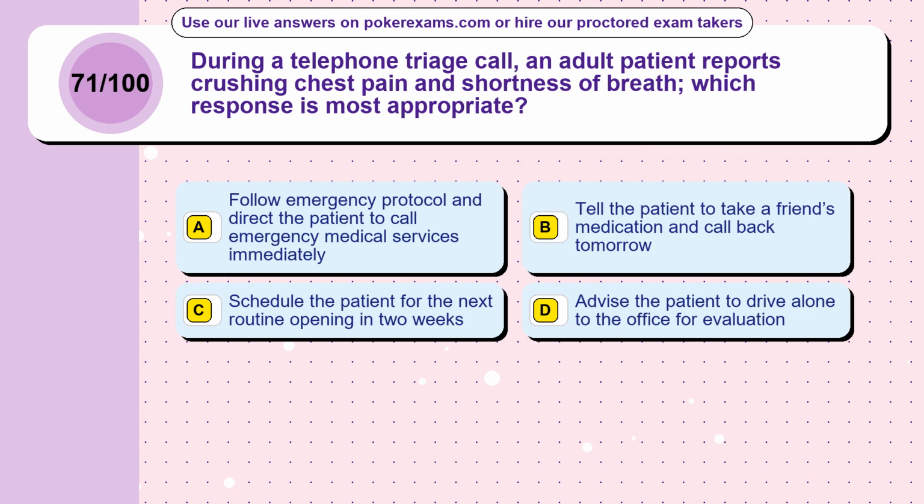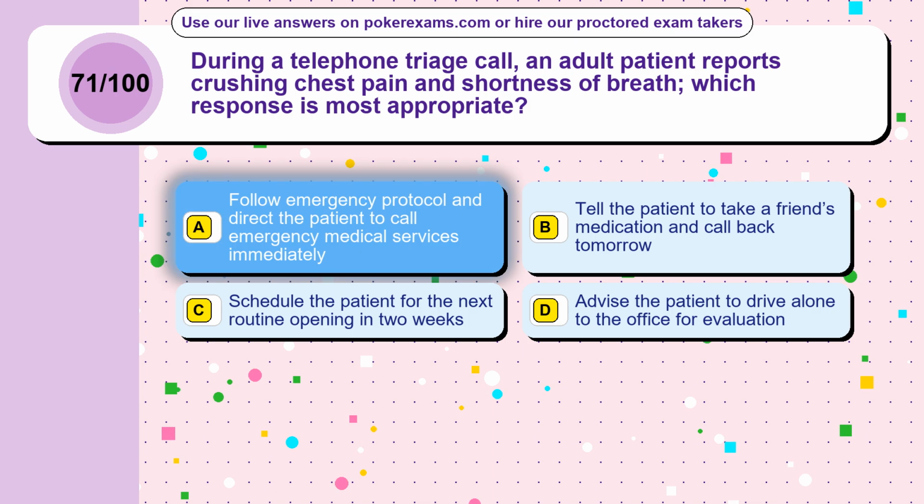Question 71. During a telephone triage call, an adult patient reports crushing chest pain and shortness of breath. Which response is most appropriate? Option A. Follow emergency protocol and direct the patient to call emergency medical services immediately. Option B. Tell the patient to take a friend's medication and call back tomorrow. Option C. Schedule the patient for the next routine opening in 2 weeks. Option D. Advise the patient to drive alone to the office for evaluation. The correct answer is option A.